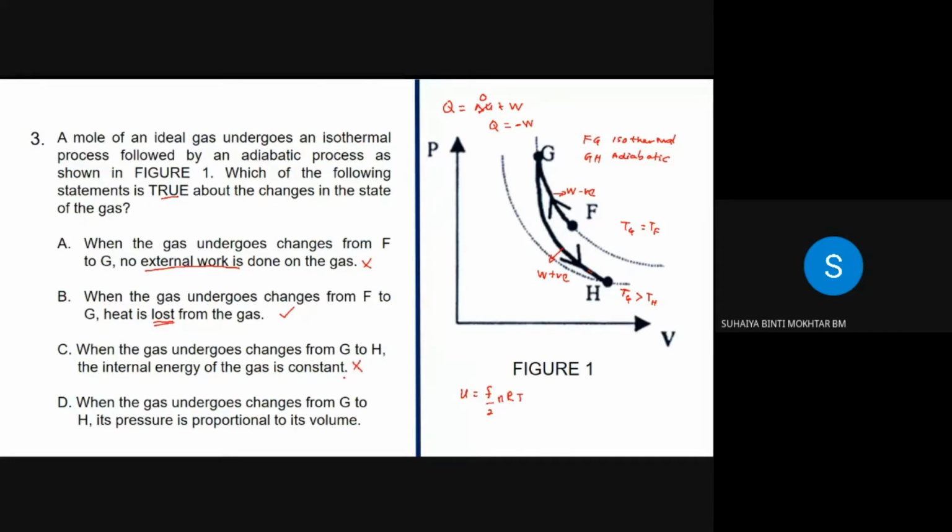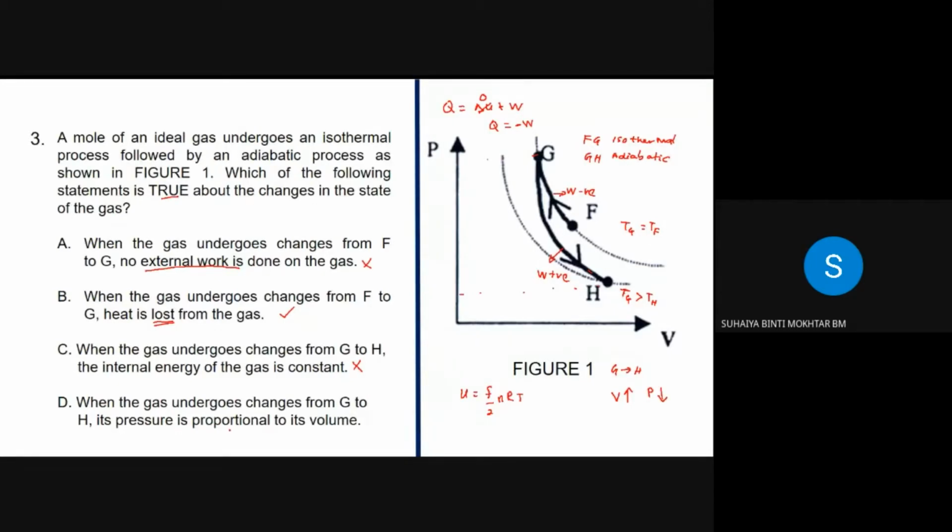Okay. Then D, when the gas undergo change from G to H, adiabatic juga, its pressure is proportional to its volume. Okay. Pressure is proportional to volume. Ya ke? Tengok kat sini. Pressure case kita kat sini, volume increase. Okay, G to H, adiabatic, volume increase. But pressure kita, this one is decrease. Pressure is decrease.